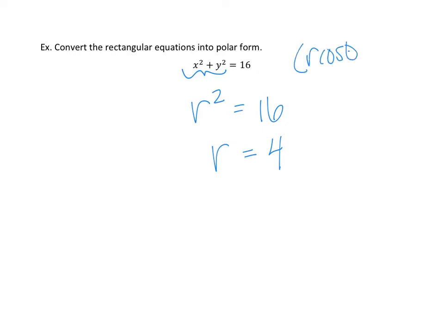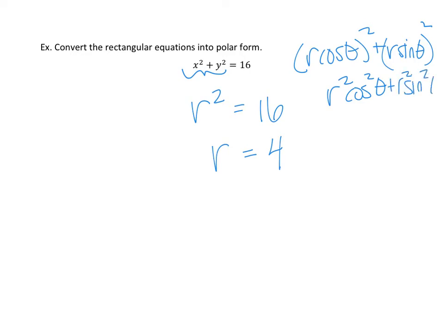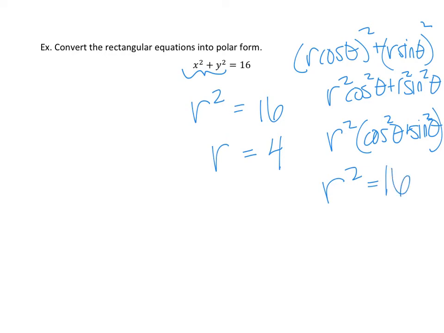You could have gone the long way around it. R cosine theta squared plus r sine theta squared. R squared cosine squared theta, r squared sine squared theta. Factor out that r squared, cosine squared theta plus sine squared theta. We know sine squared plus cosine squared equals 1. So this would just leave me with r squared equals 16, which is exactly where we were, r equals 4.